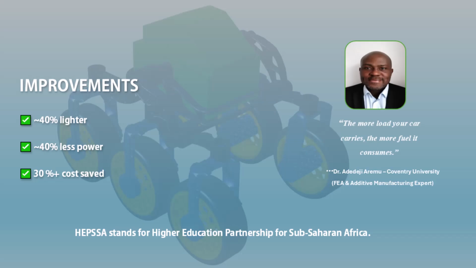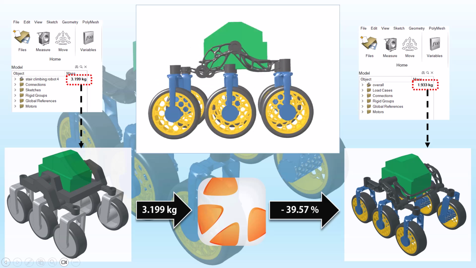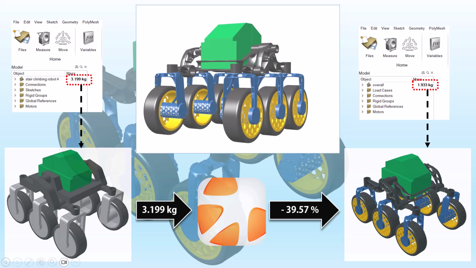With the optimized design, I achieved significant improvement, around 40% mass reduction, 40% less power consumption, and over 30% savings in printing cost for major components. That translated directly into improved system efficiency with lighter parts, lower energy draw, and better performance. It reminded me of something Dr. Deji Aremu said during the HEPSA FEA training. The more load your car carries, the more fuel it consumes. Well, in my case, by reducing the weight of my robot, I reduced its power consumption.